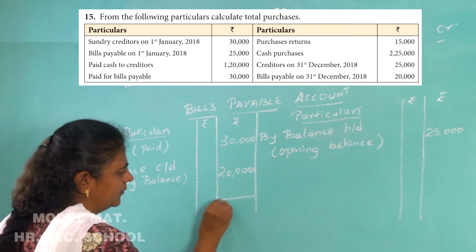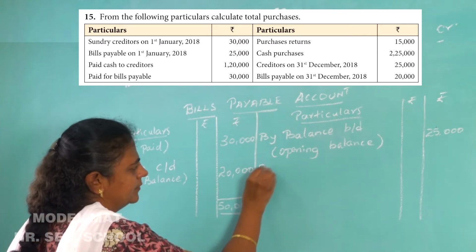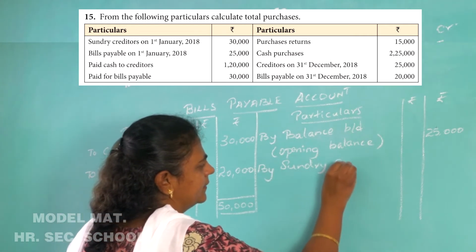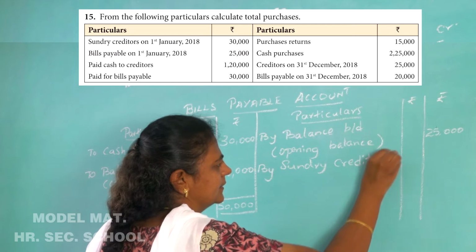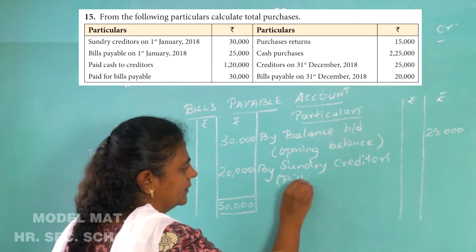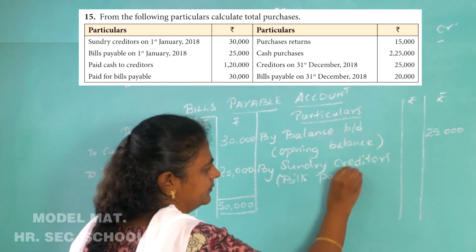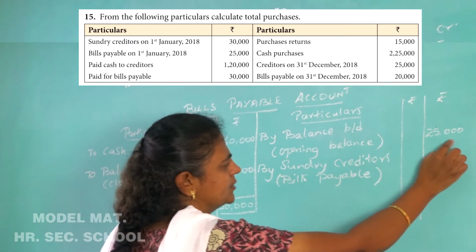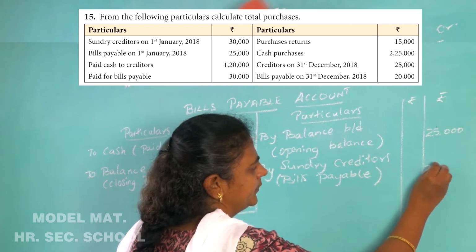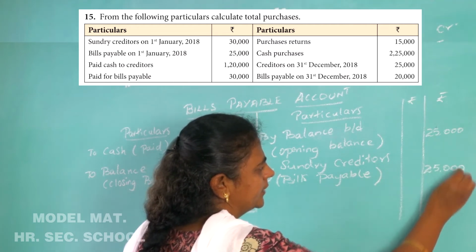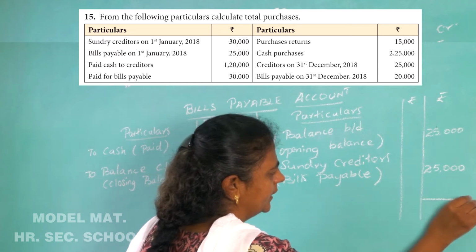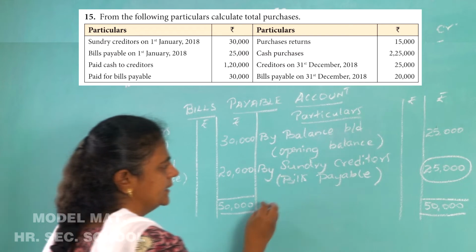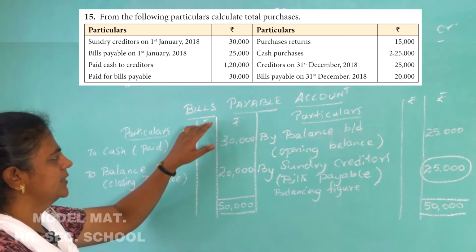So put the total, 50,000. By sundry creditors, bills payable. So here the total is 50,000. 50 minus this 25,000, you will get difference 25. Put the total. 25,000 is your balancing figure.